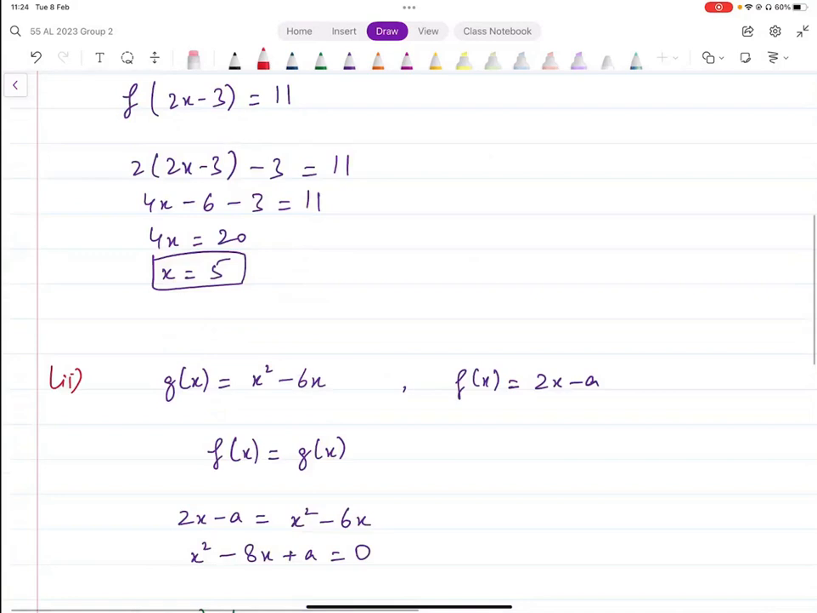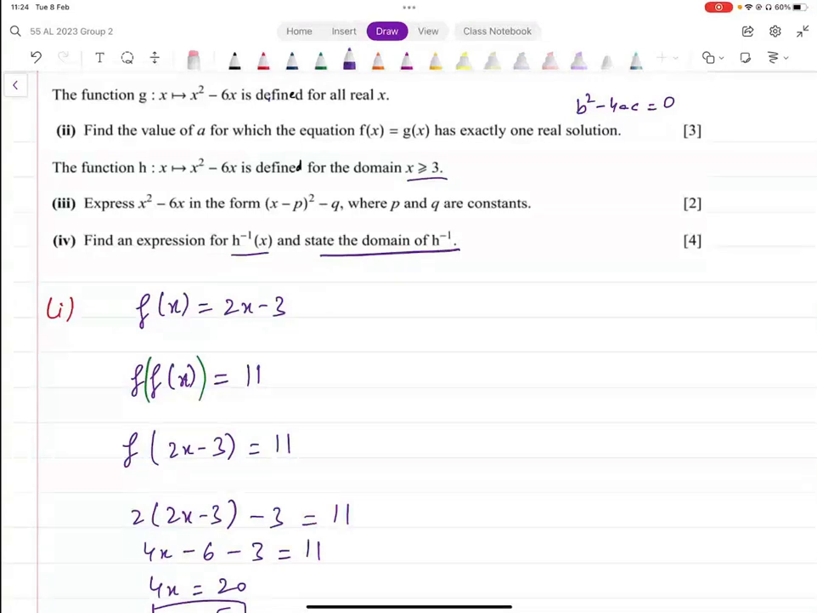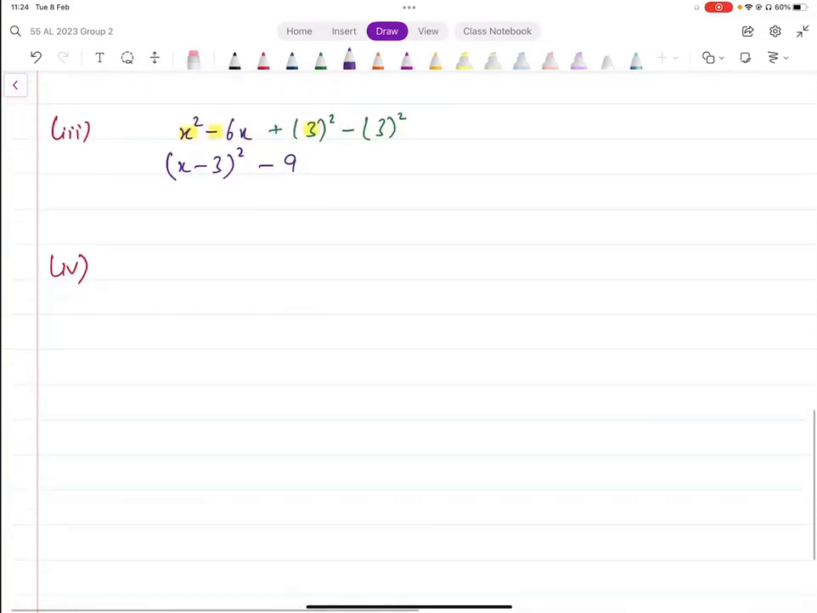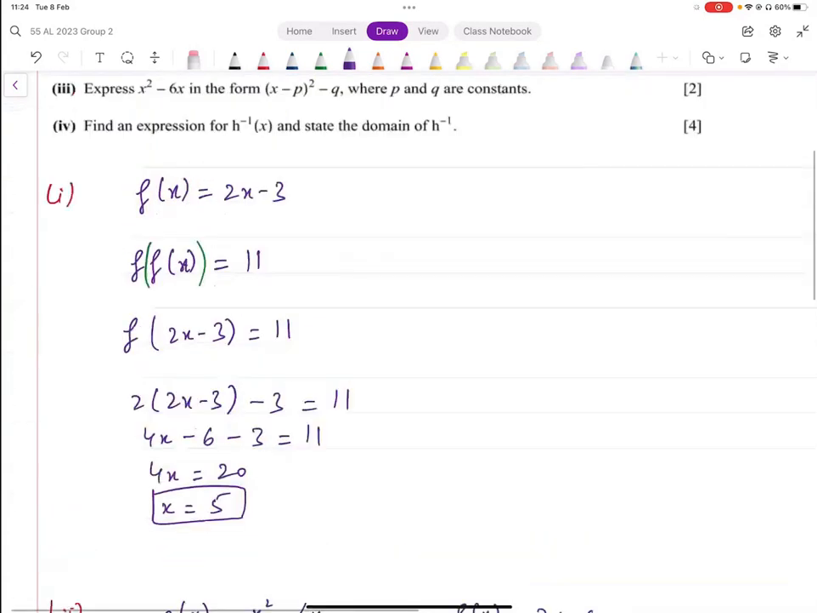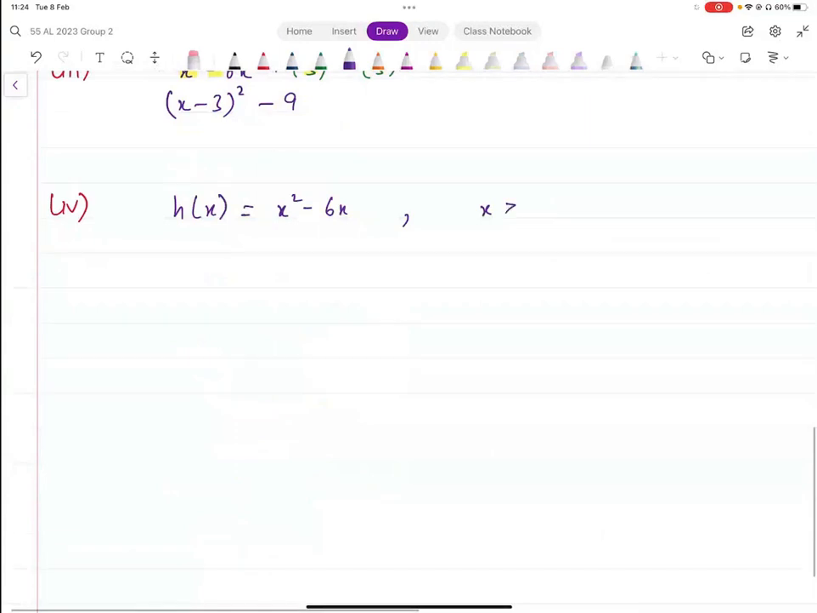In the fourth part, they ask us to find an expression for h inverse and also state the domain of h inverse. So we have to state the domain of h inverse and also find h inverse. Now what is h inverse? Let me write that down. What is h of x? h of x is x squared minus 6x, and the domain that we're given for this is x greater than or equal to 3.